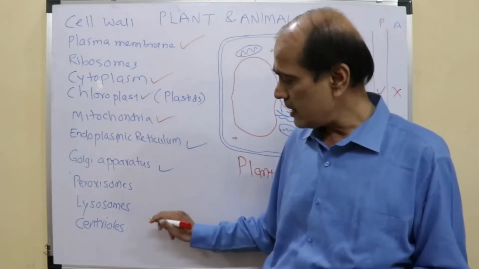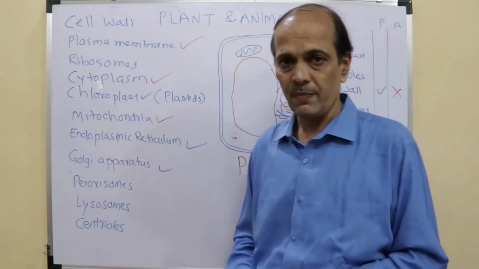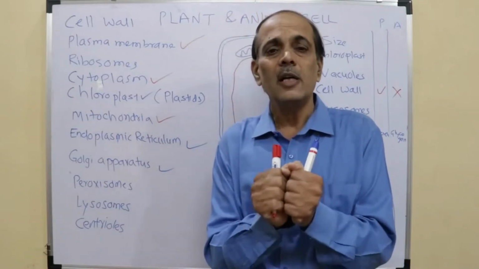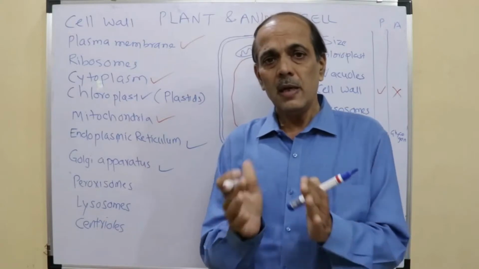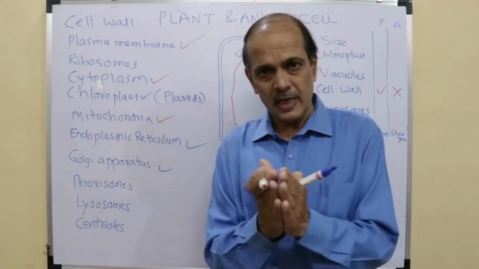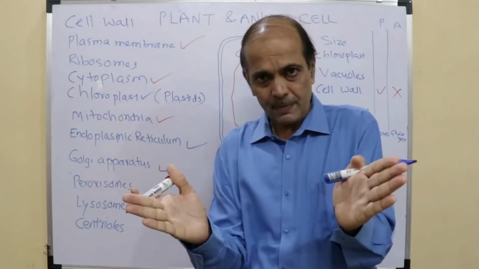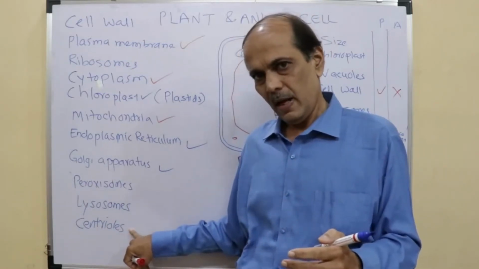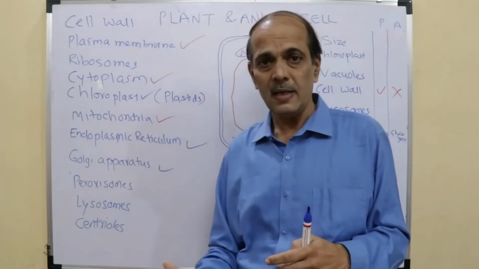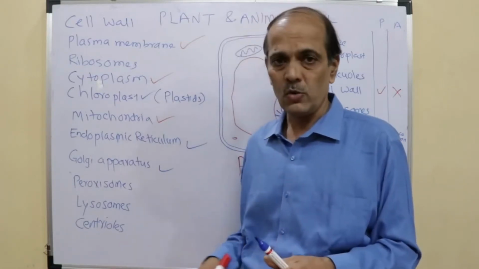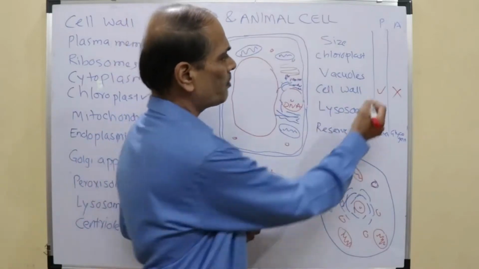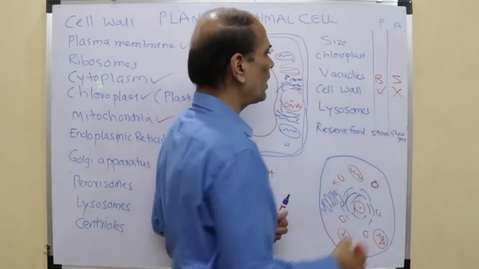Animal cell also has centrioles. Centrioles are nothing but cylindrical structures which hold a special role in reproduction of your cell. When the cell splits, this plays an important role in splitting of DNA, and then formation of the new cell is also controlled by centrioles. So coming back to this, vacuole is big in plant cell, small in animal cell.